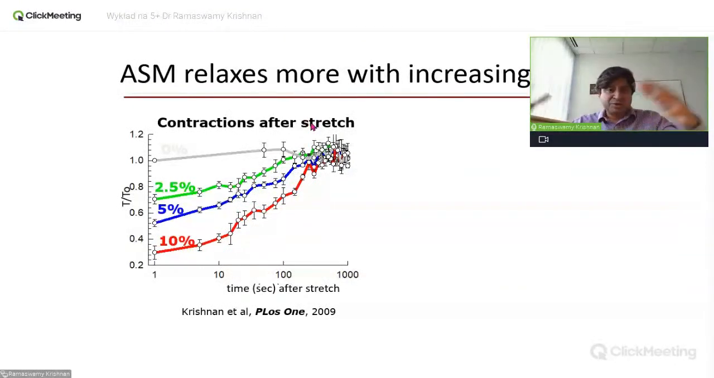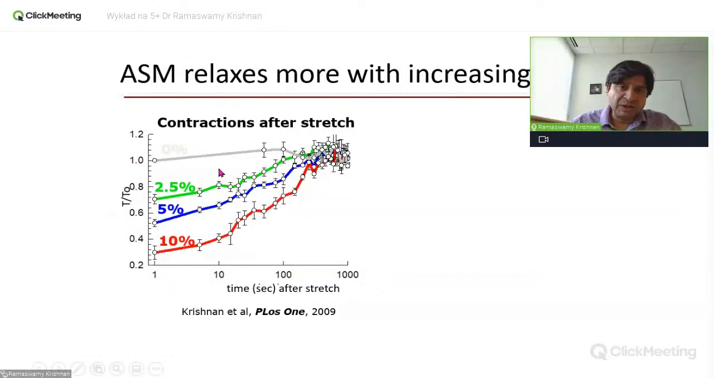Many cells, many dishes, and we did all of that. We took different donors, different diseases, different days, and I'm showing you here the average data. On the y-axis is normalized contraction. So what we do is every cell, we normalize its contraction to its state before stretch. And I'm showing you how this normalized contraction changes with time after stretch.